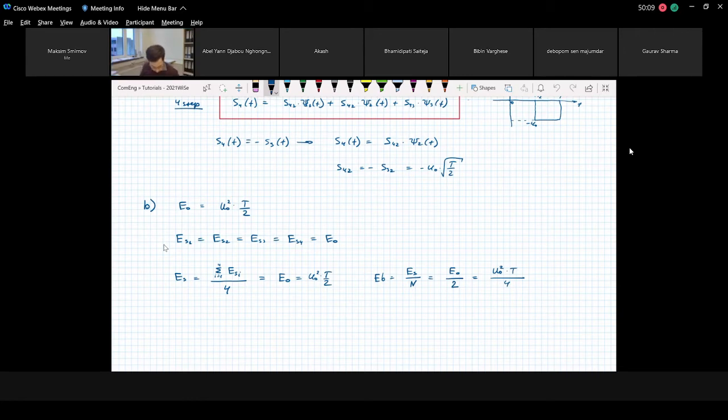Okay, that's all for part B. Then we go to part C. Draw the signal space diagram and indicate the decision areas. For instance, fill out with different colors for optimal detection in AWGN. All signals have the same probability.